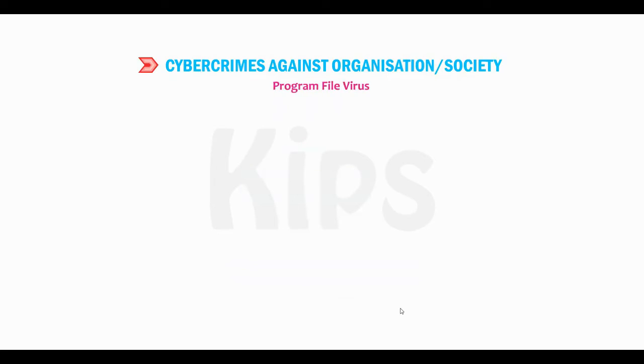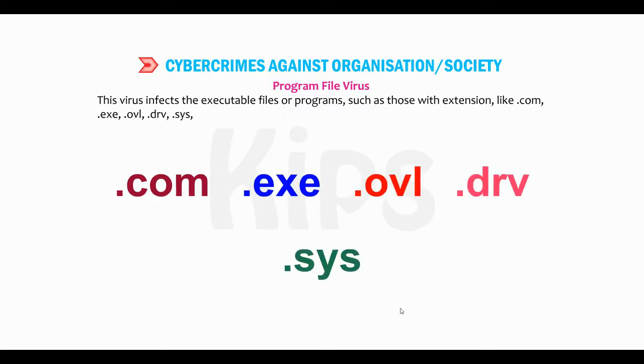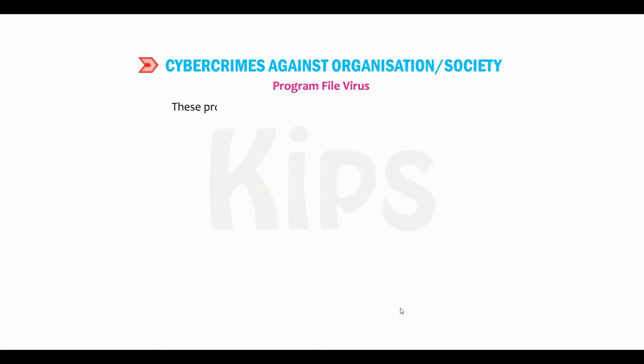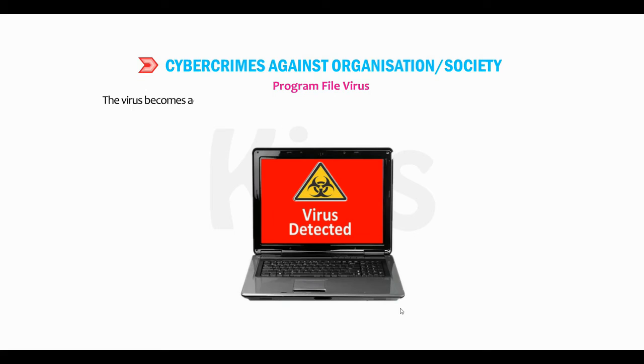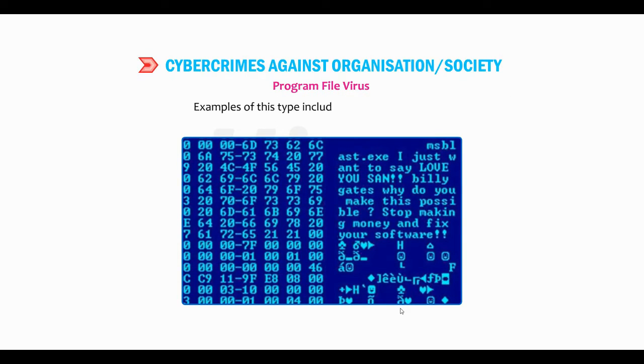Program file virus. These viruses infect executable files or programs, such as those with extensions like .com, .exe, .ovl, .drv, .sys, etc. These programs get loaded in the memory during execution. The virus becomes active in the memory by replicating itself and infecting files and other programs on the disk with the intention of causing permanent damage, making them unreadable. Examples of this type include Sunday, Cascade, etc.